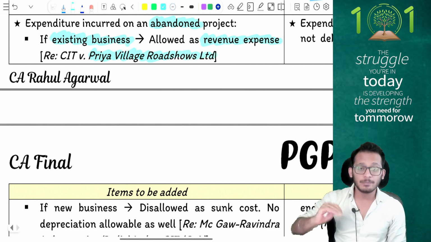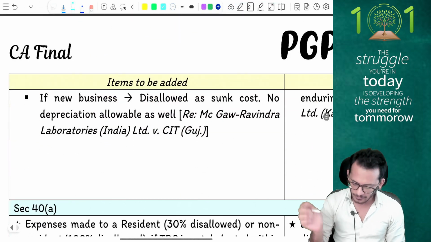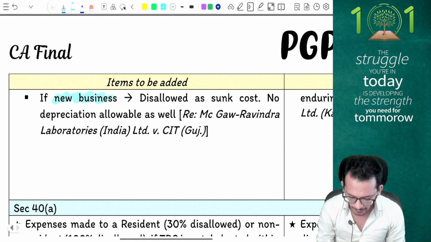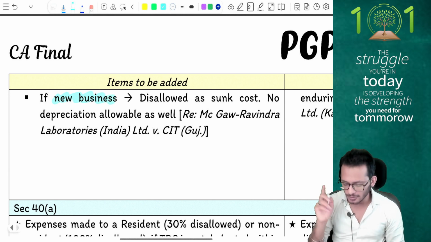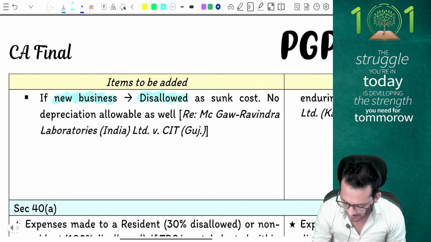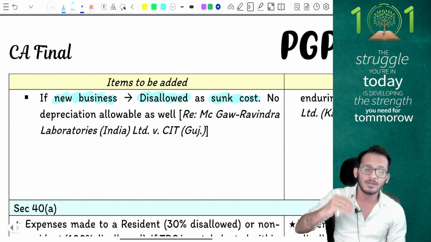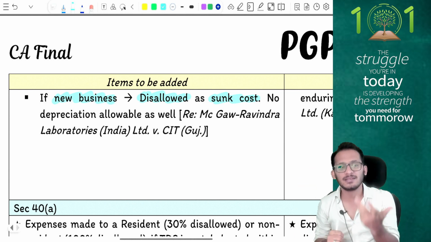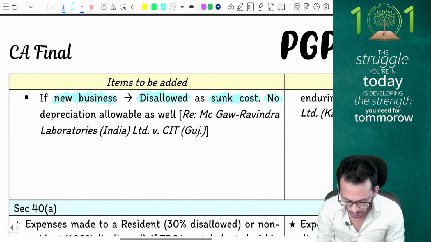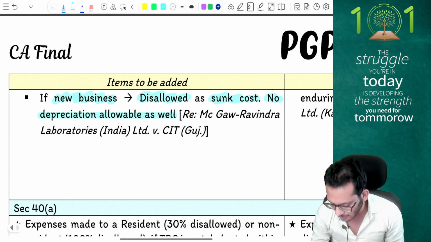However, if you are going to start a business for the first time, if you have started a new business and then you have abandoned the project, income tax says this will be disallowed as it is a sunk cost. It will be disallowed as a sunk cost. Also, because the new business has never flourished and the asset was never created, you will not claim any depreciation also. This was clarified by a case law called McGraw-Ravindra Laboratories.